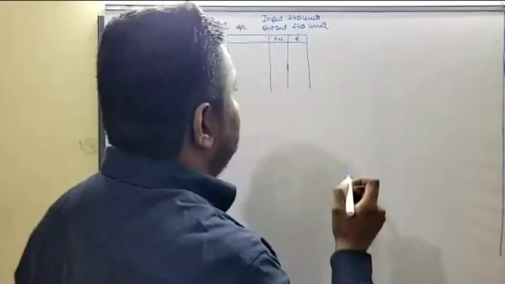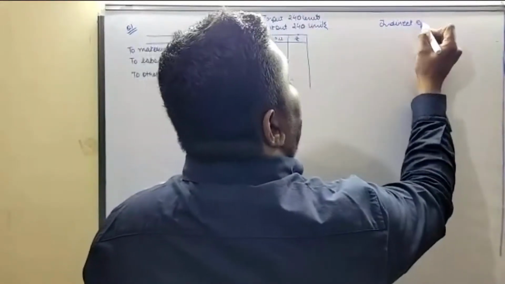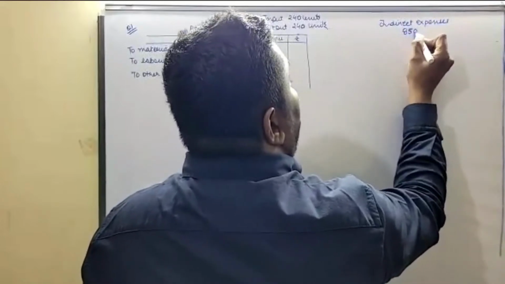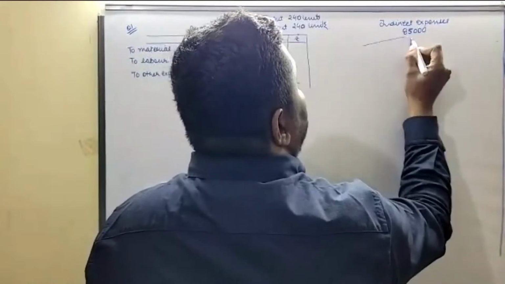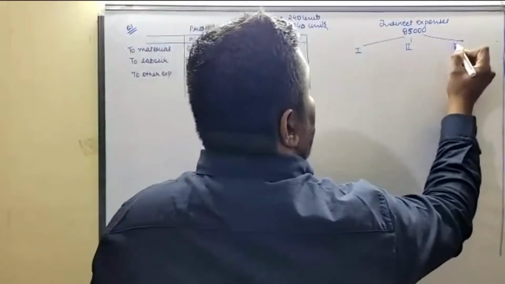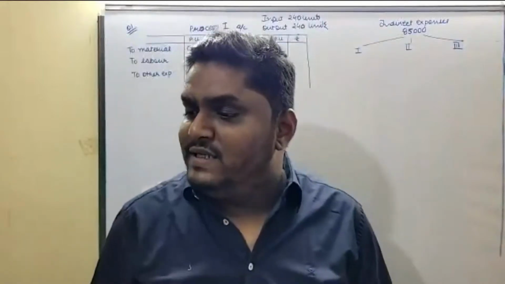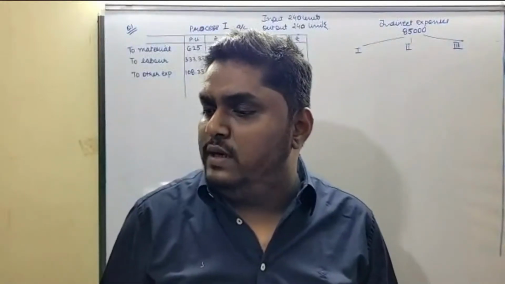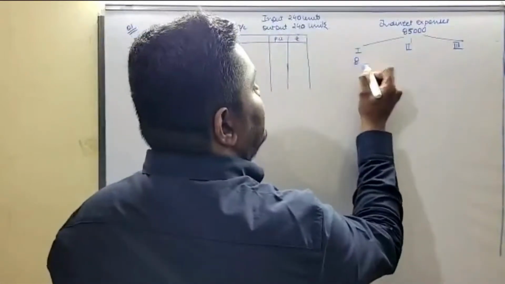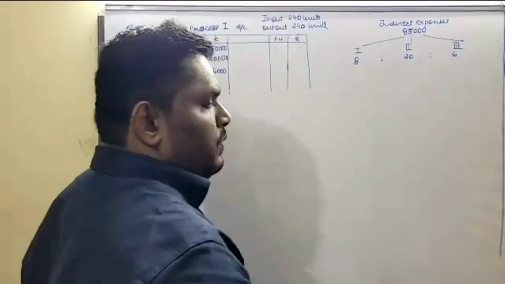basis of direct wages. So my indirect expenses are 85,000 and they can be apportioned in the ratio of direct wages. My direct wages are 80,000, 2 lakh and 60,000. So 8:20:6 will be the ratio.